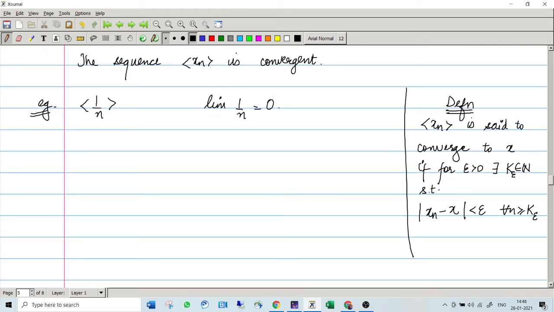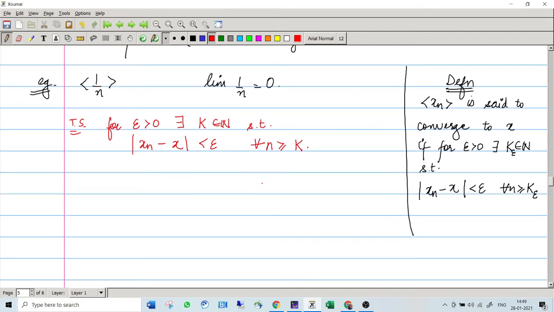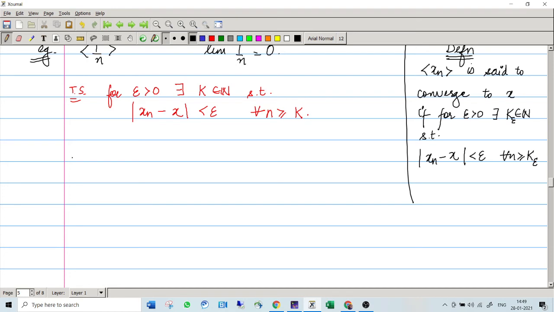So you want to show that this sequence 1 by n is converging to the point 0. That means you have to show that for every epsilon greater than 0, you can find some natural number k such that the distance between xn, which is 1 by n in our case, minus x, which is 0, is less than epsilon for every n greater than or equal to that particular number k, right? So how will we do it? Let us start by considering |xn minus x|.